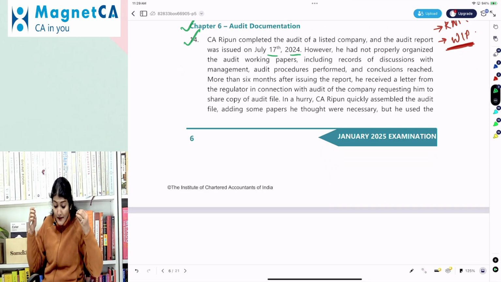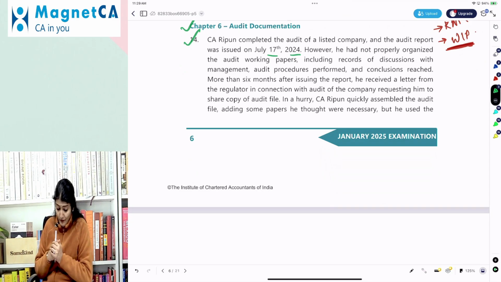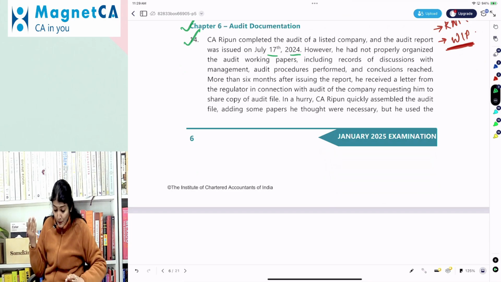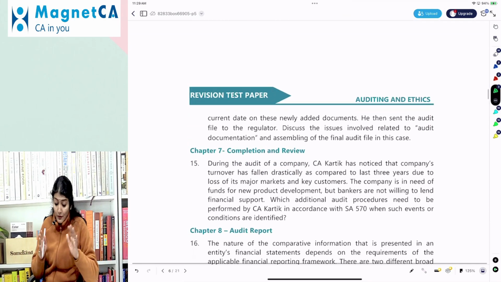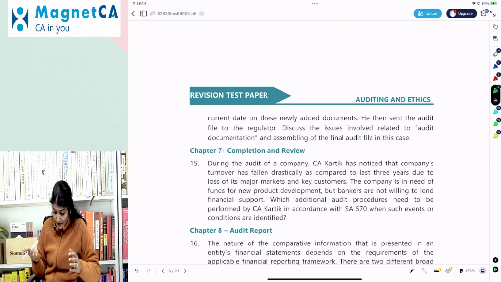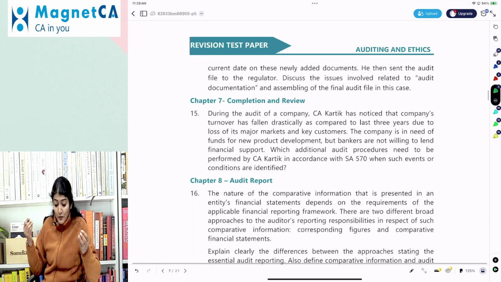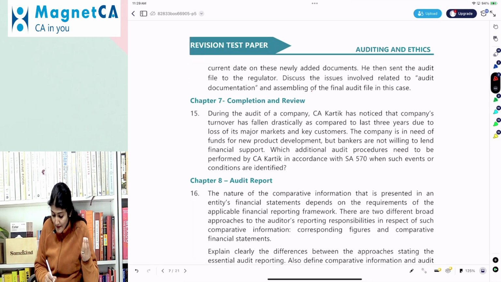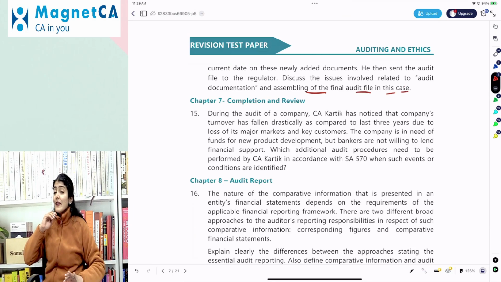In a hurry, CA Ripun quickly assembled the audit file, adding some papers he thought were necessary, but he used the current date on the newly added documents. He then sent the audit file to the regulator. Discuss the issues involved related to audit documentation and the assembly of the final audit file in the given case.